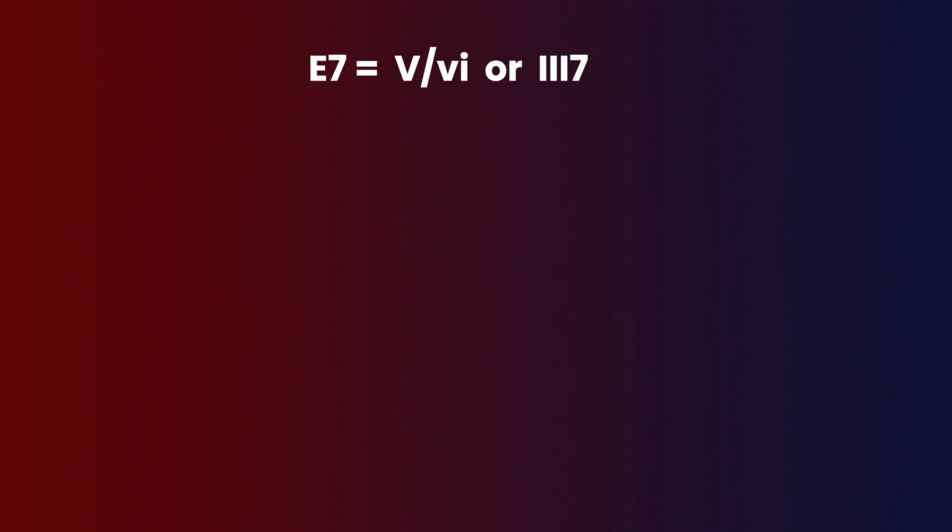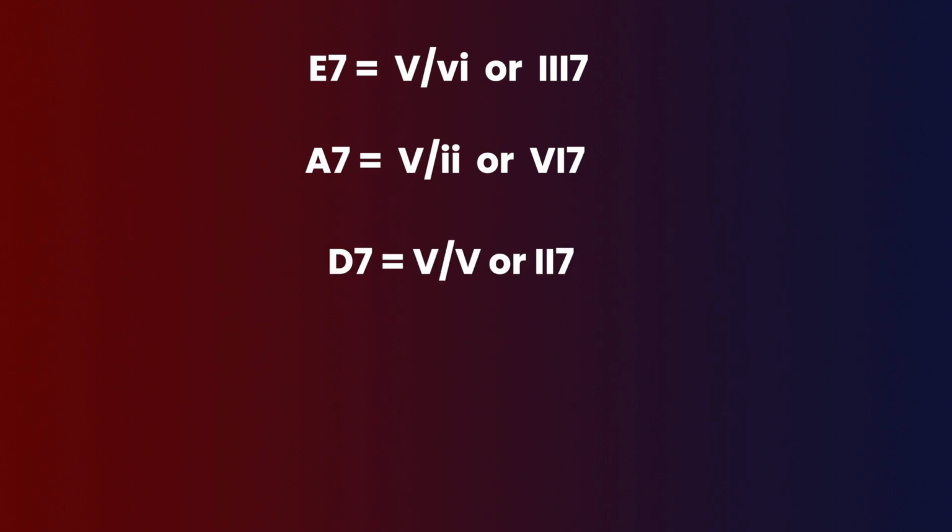And you could call A7 the 5 of 2 because A7 will lead you to D, chord 2. And you could call D7 the 5 of 5 because D is the dominant of G and it will lead you there. So there's two different ways we can label them, and I think it's important for me to say that because you will encounter both ways and it might confuse you.